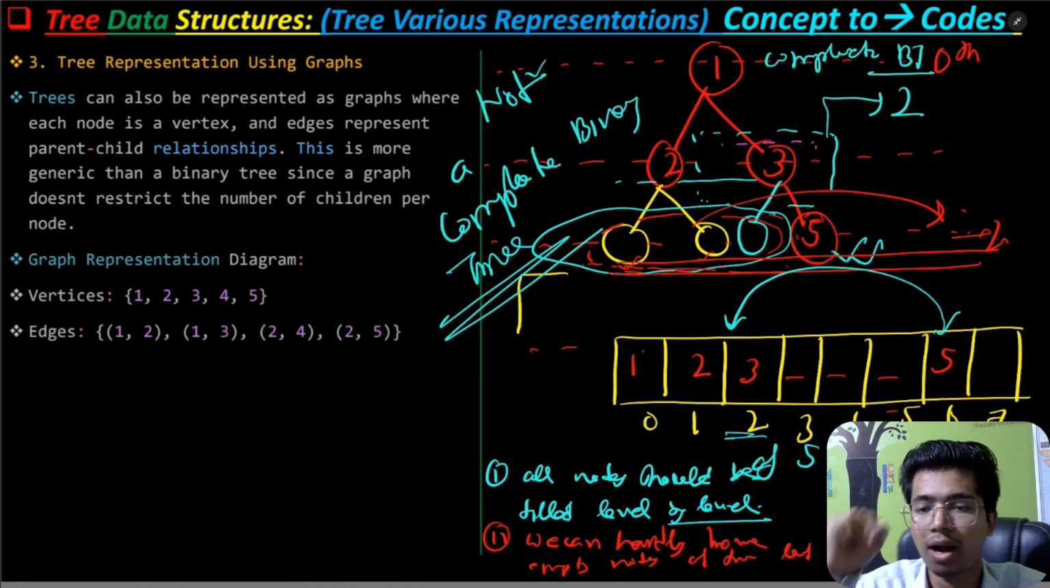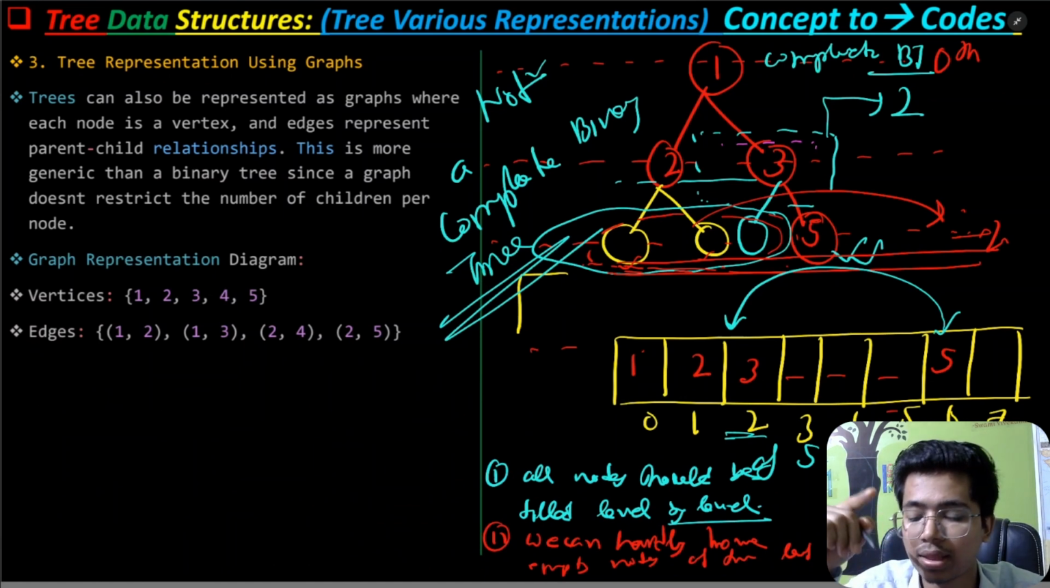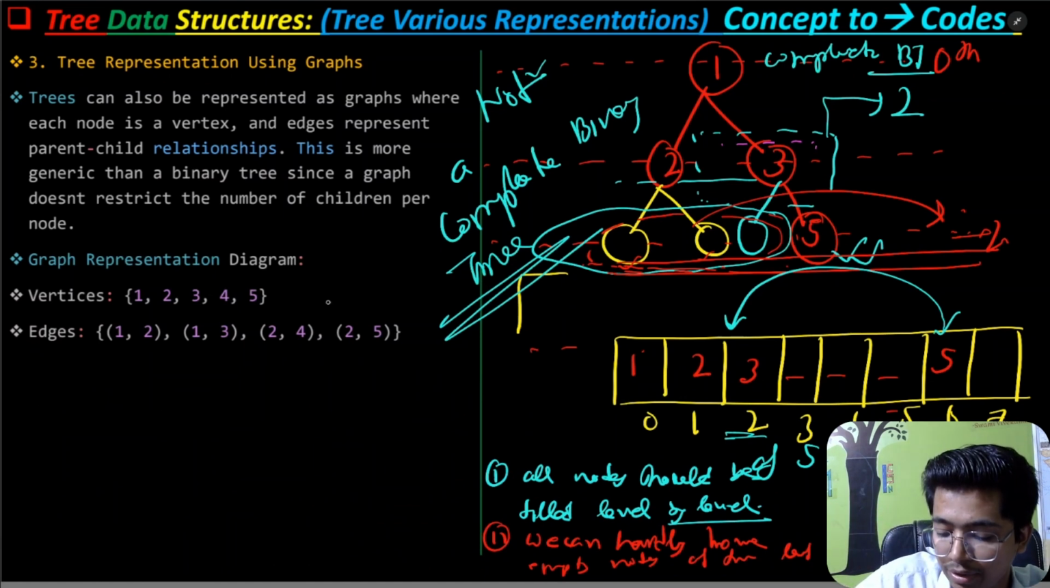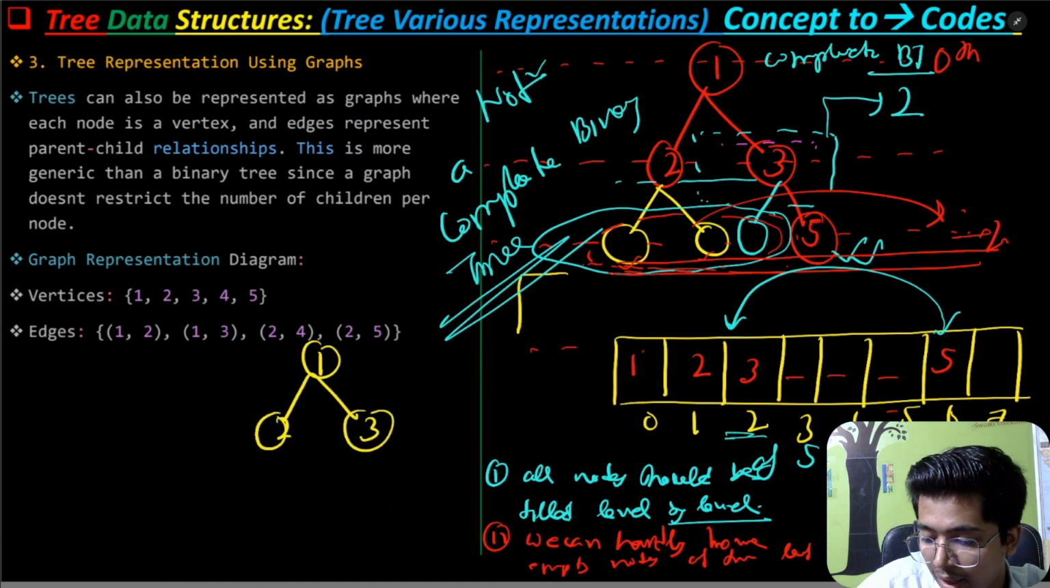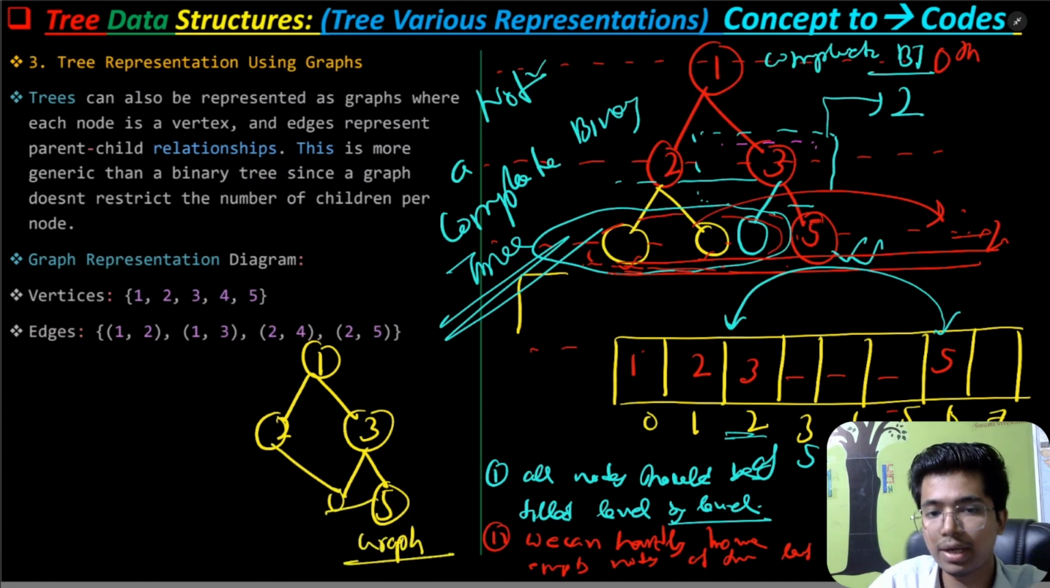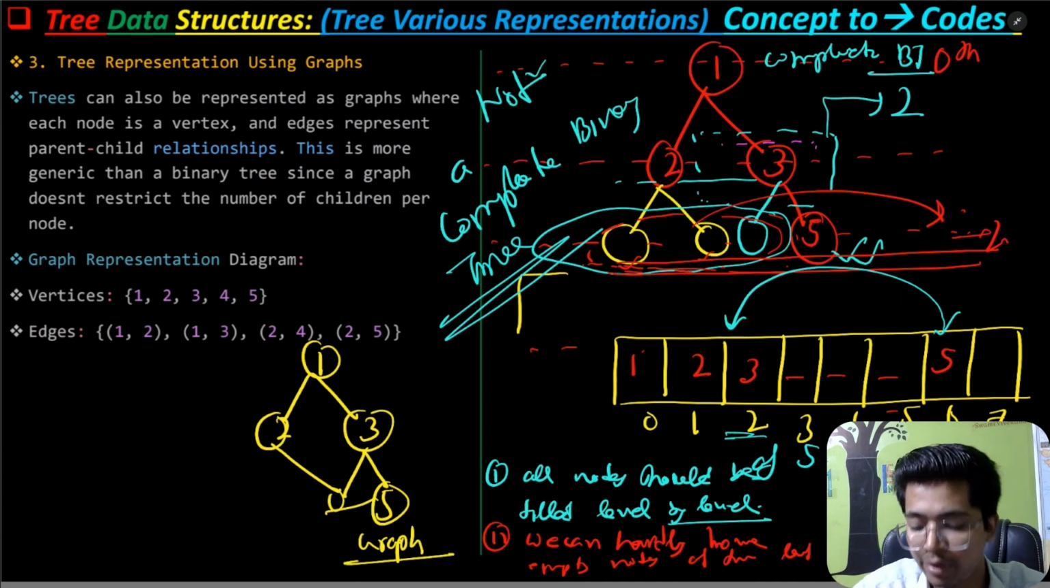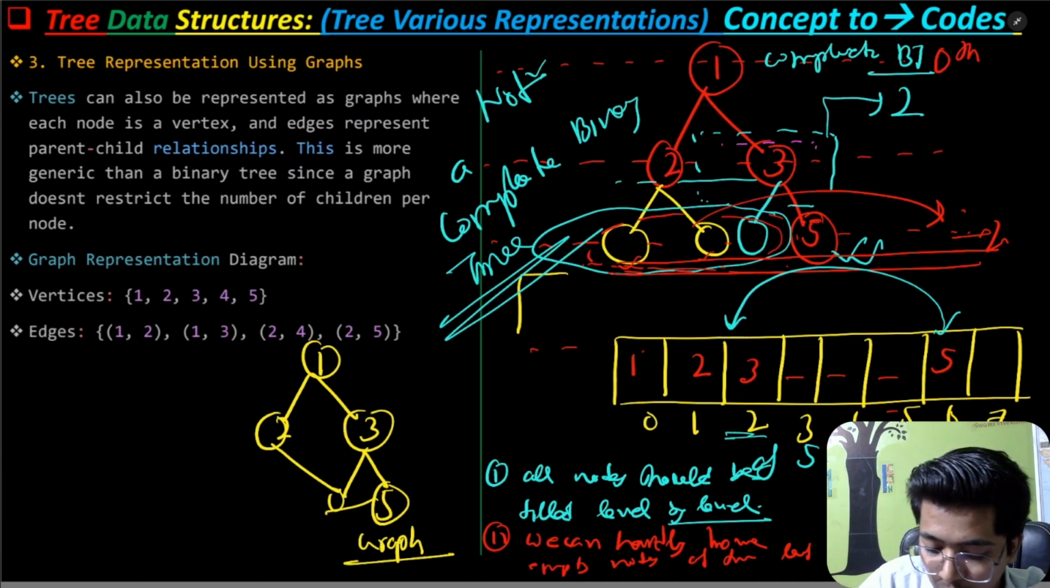So what is a graph? A graph is simply a tree, but connected. If we take the tree 1, 2, 3, these are empty nodes, and 5, and if we somehow connect those like this, it becomes a graph. So that is called a graph. A connected tree is called a graph. So if we represent this, we'll be representing the vertices by the nodes.